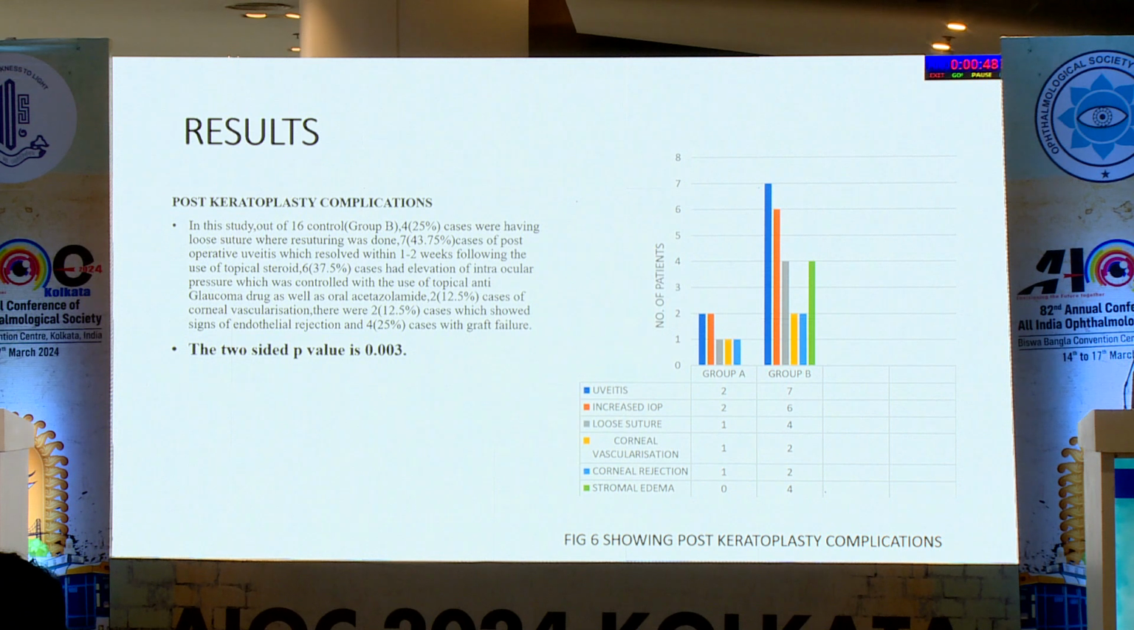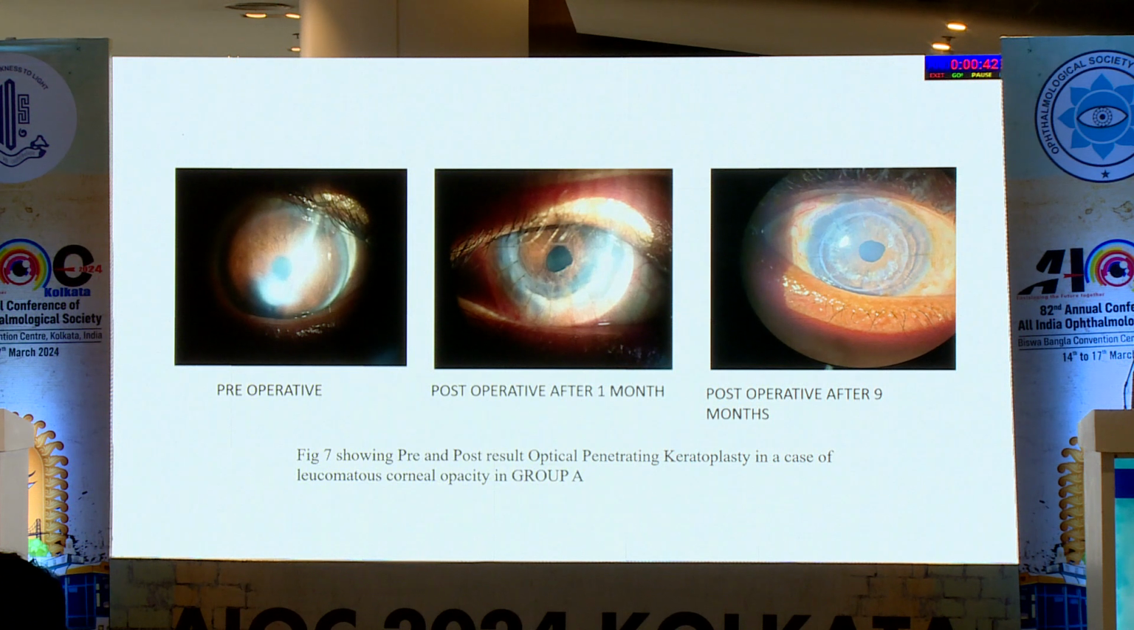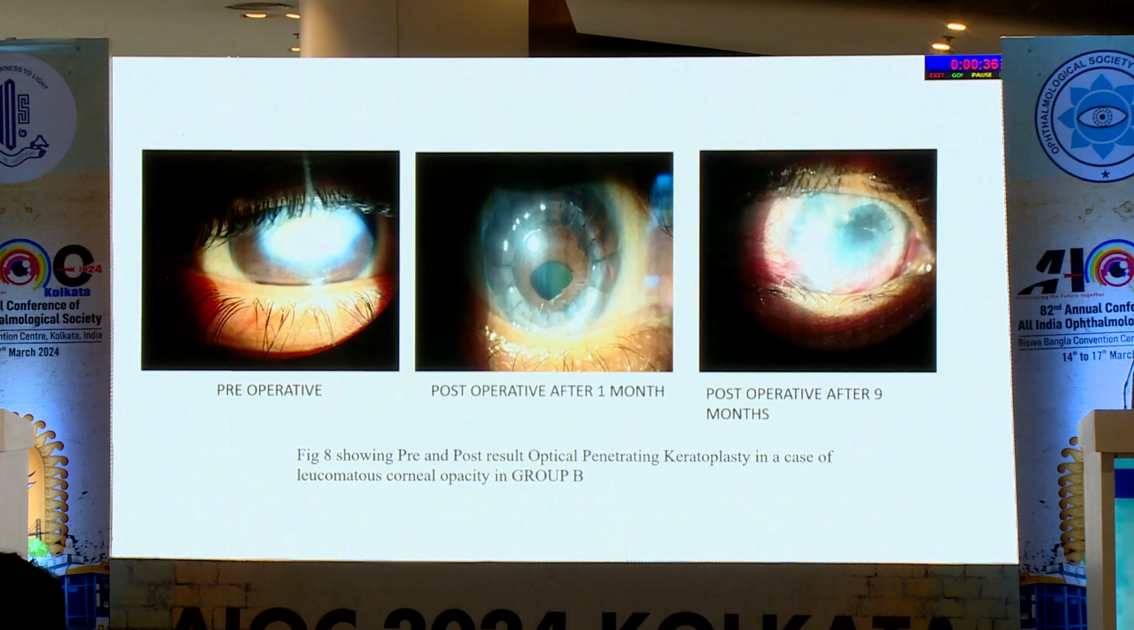The two-sided p-value was found to be 0.03%, which was clinically significant. This is the picture showing the preoperative and the postoperative penetrating keratoplasty in case of leukomatous corneal in group A. This is the picture showing group B.